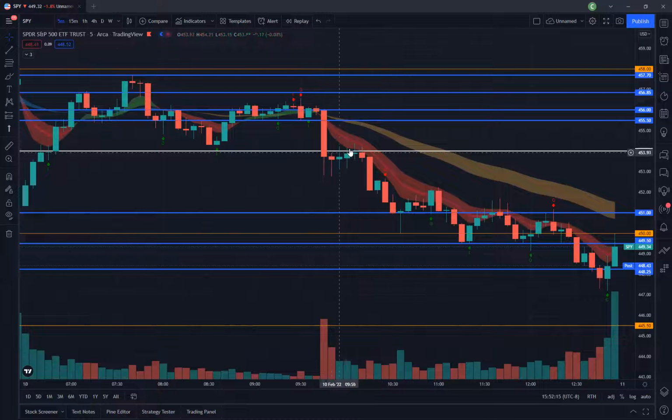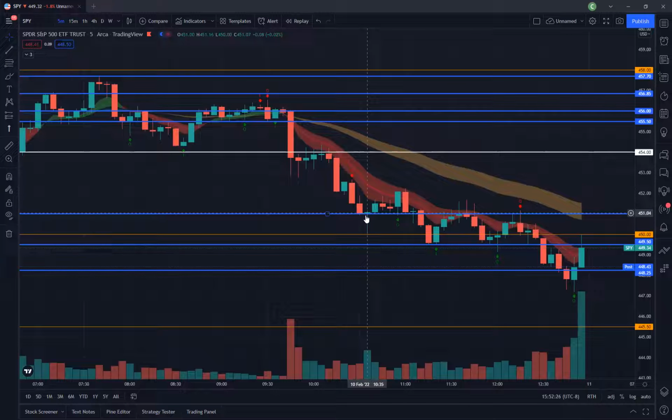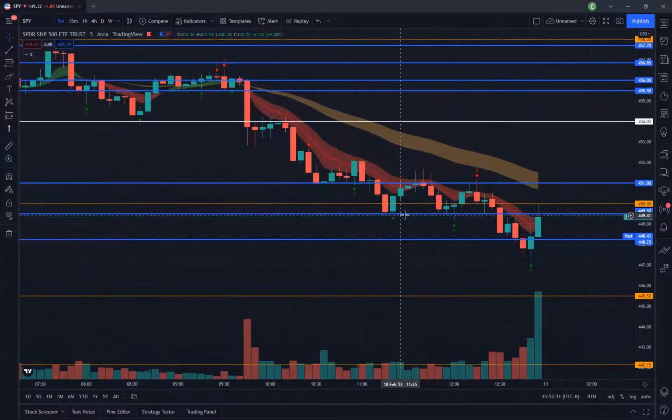So you could have bought puts here off of, hey, red EMA cloud, we're bouncing around here. We can't break it. This is clearly forming resistance. Then we fall down to this level we drew here. This catches us. We wick down to our 450 level, fall down to this level.